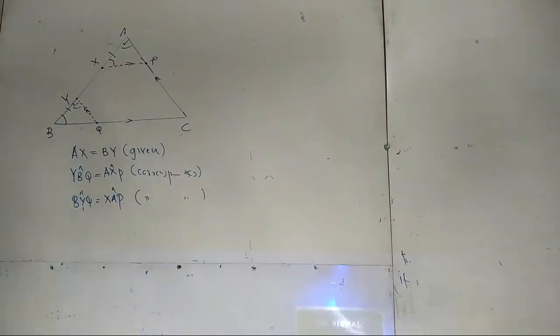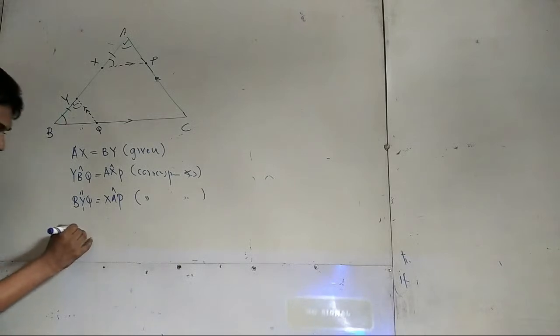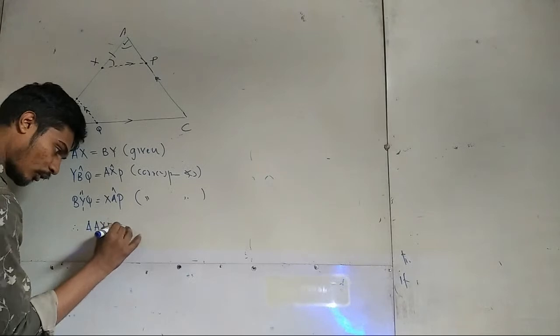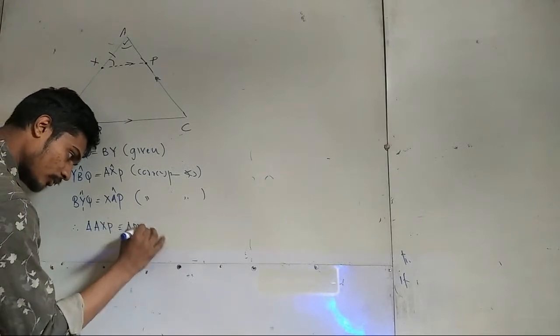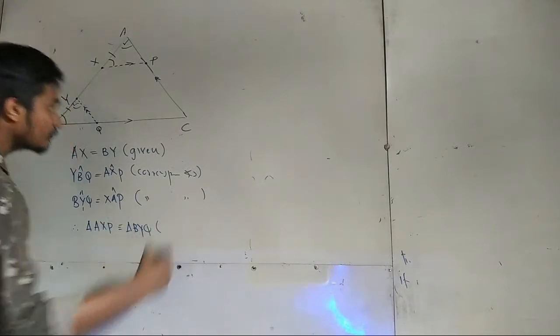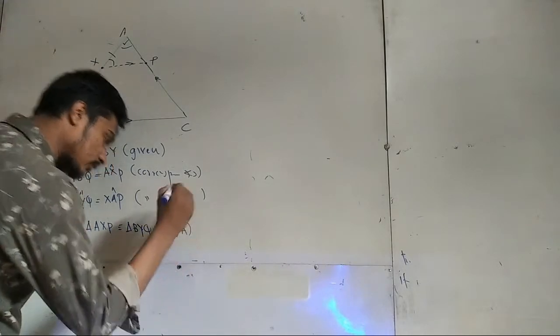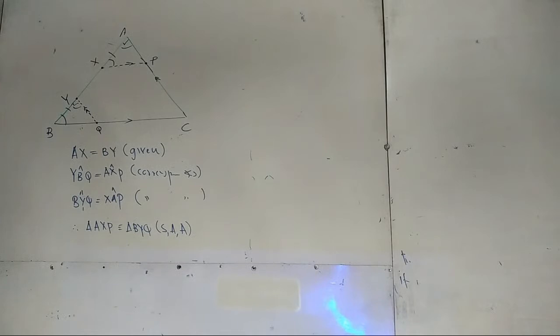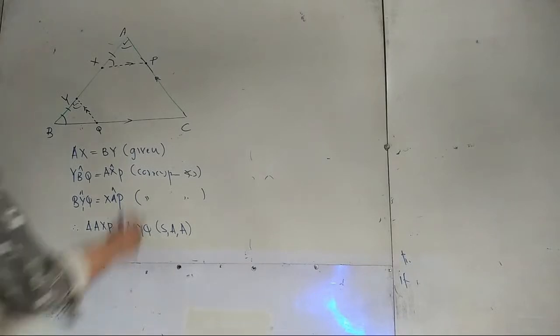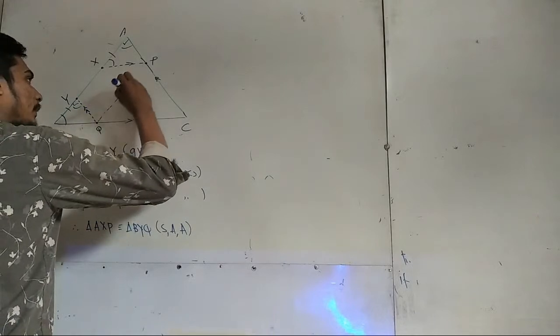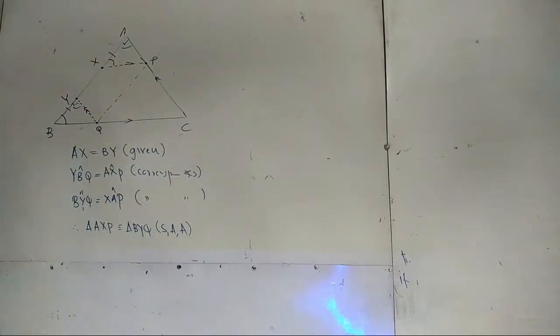So now what can you say? Therefore, triangle AXP is congruent to triangle BYQ. What is the condition? Angle, angle, side. Or else you can say side, angle, angle. Right. What is the next question? Draw the straight line PQ and show that PQ is parallel to AB.